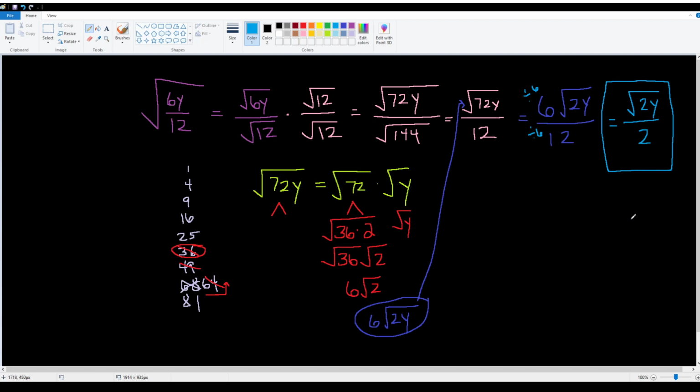Now please know, you cannot simplify something that's underneath a radical with something that's not underneath a radical, which is why I can't take this 2 and divide those by 2. It's why I could take this 6 and 12 and divide them. Okay? You cannot take something underneath and divide it by something that's not underneath.